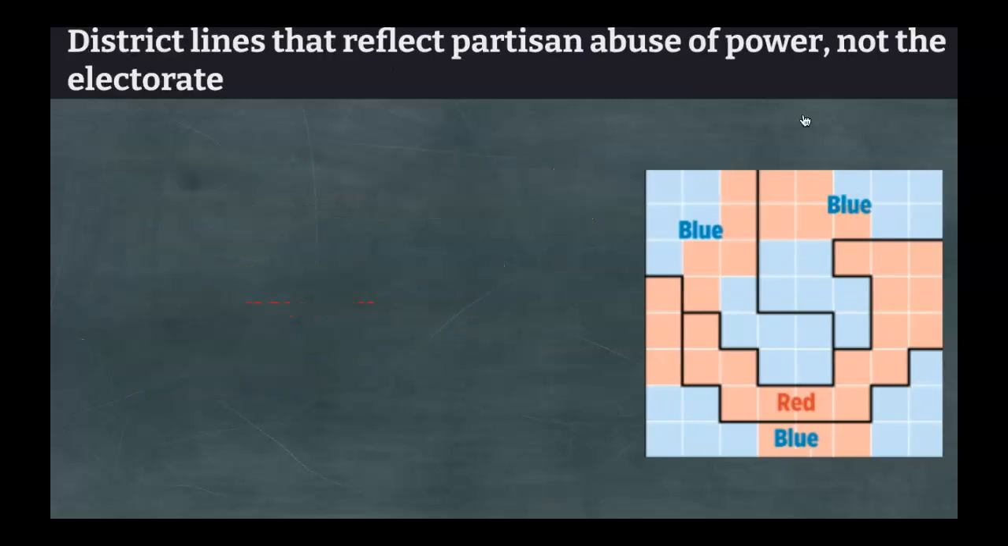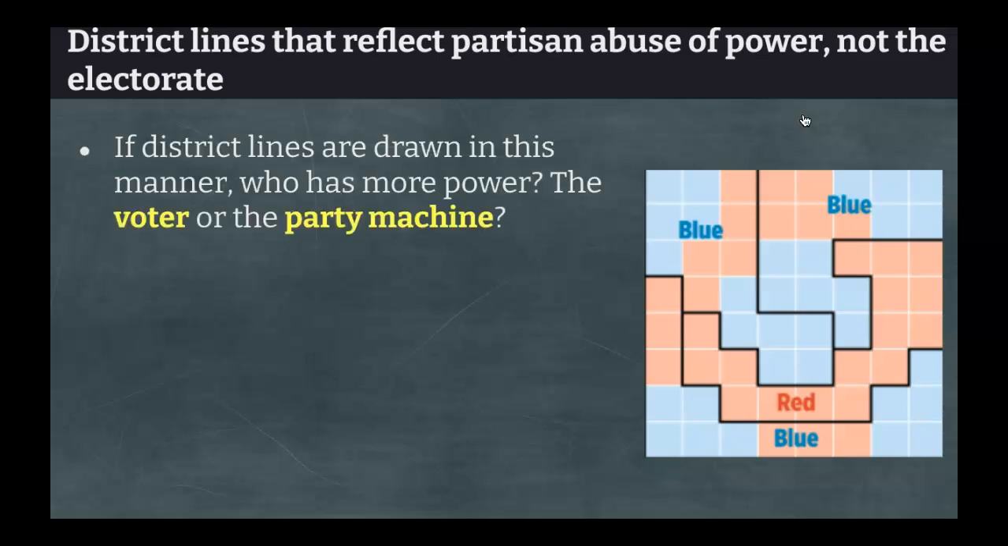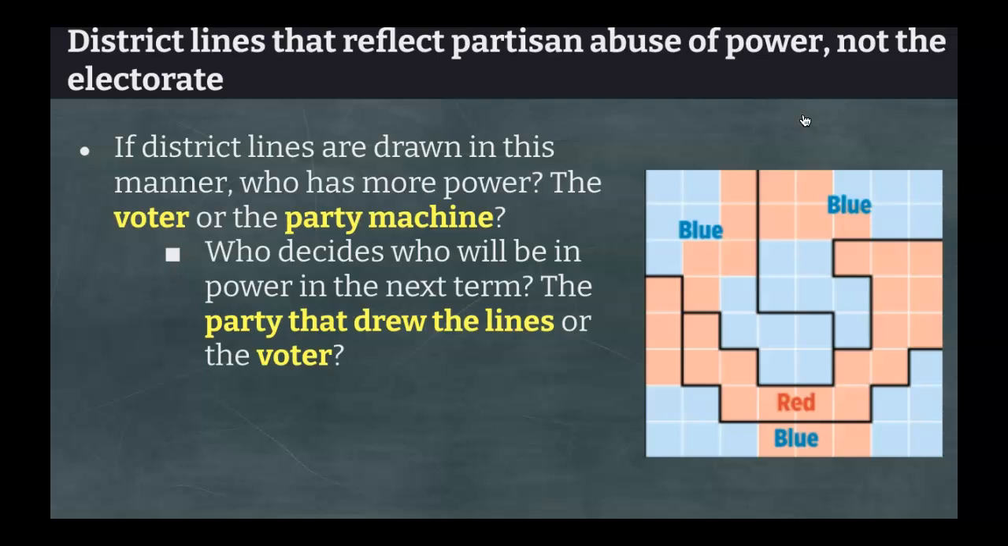So here we're seeing district lines that reflect partisan abuse of power, not the electorate. If district lines are drawn in this manner, who has more power, the voter or the party machine? In other words, who decides who will be in power in the next term, the party that drew the lines or the voter?